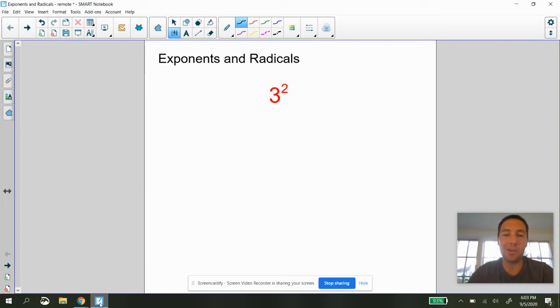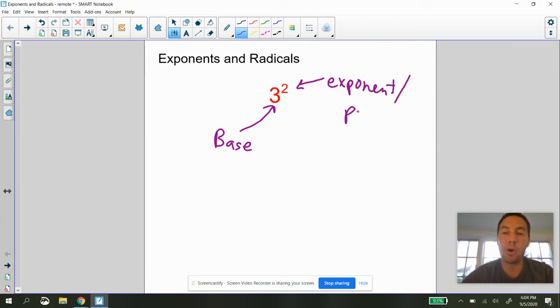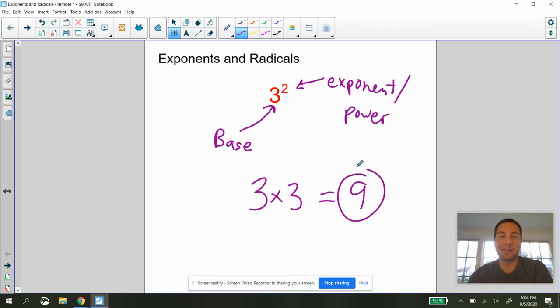First, you got to know what everything's called. The big number is not called the big number, it's called the base. And the little number can be called two things. It can be called the exponent, or it can be called the power, because it's powerful, it makes the number bigger. You would read this as 3 squared, and this just means 3 times 3. The 3 squared is 9. Not so bad, right? Let's keep it moving.